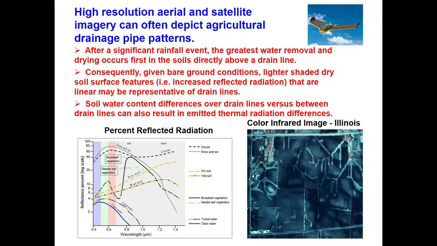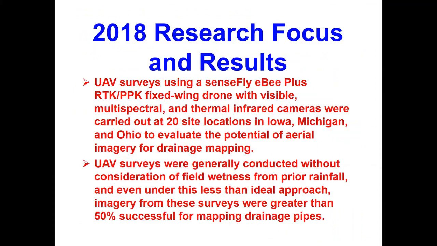So again, you're looking for these linear features regardless of whether you're looking at visible, near-infrared, or thermal infrared imagery. This is an example. This is a color infrared image obtained in Illinois. That's basically a combination of green, red, and near-infrared bandwidths. And again, I think you can see these linear features of some drain pipes that show up pretty well.